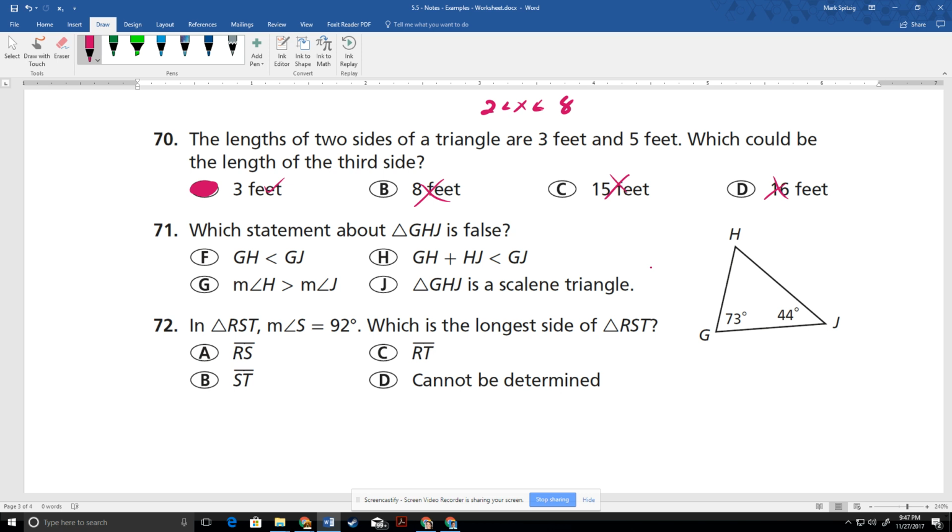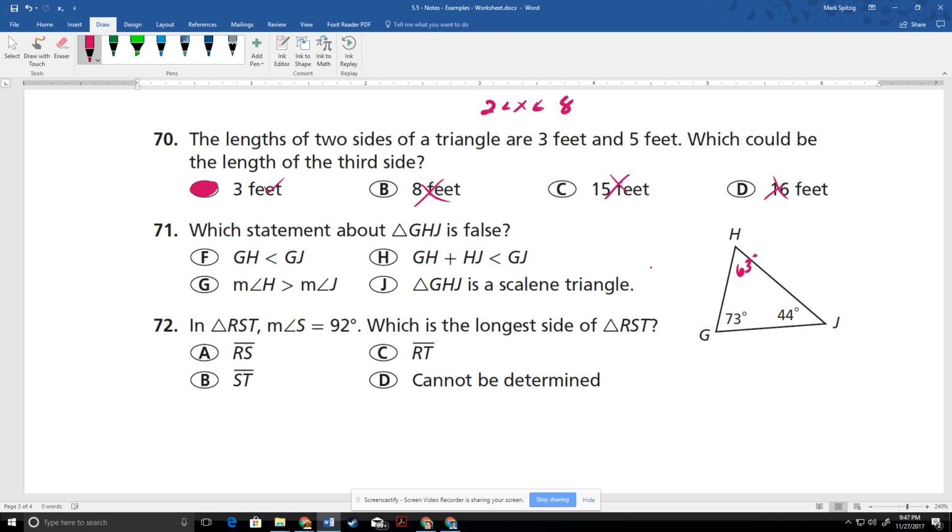So which statement about this is false? Again, we're probably going to be dealing with sides and angles. So let's find that missing angle first, and then that way we can make sure that we know all the angles and we can figure out what the last one is based on that. So we add them up, we get, let's see, that's 117. And so we end up with, this is 63. So now we can make some statements.